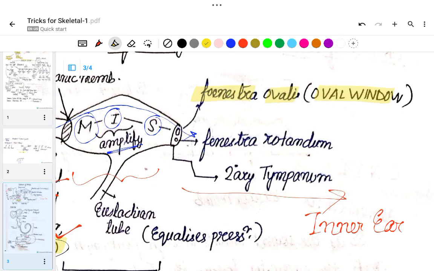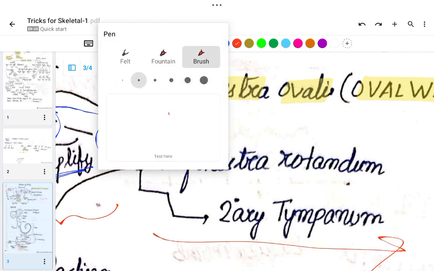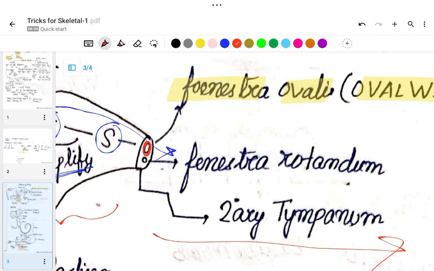Fenestra ovalis. What is the fenestra ovalis? The upper hole is the fenestra ovalis. This is the fenestra ovalis, and this is the fenestra rotundum. So the upper part is fenestra ovalis, and the lower part is fenestra rotundum.